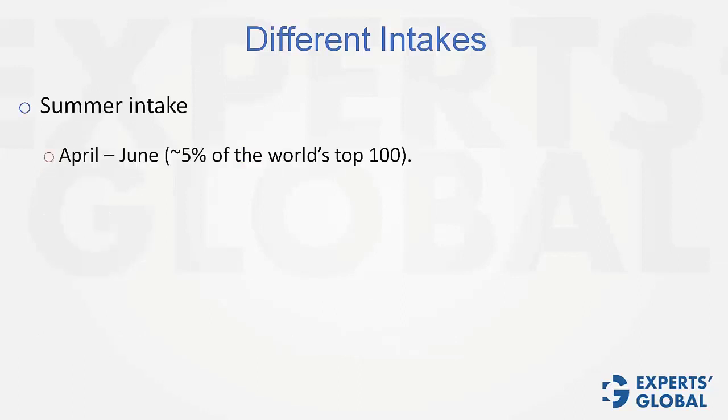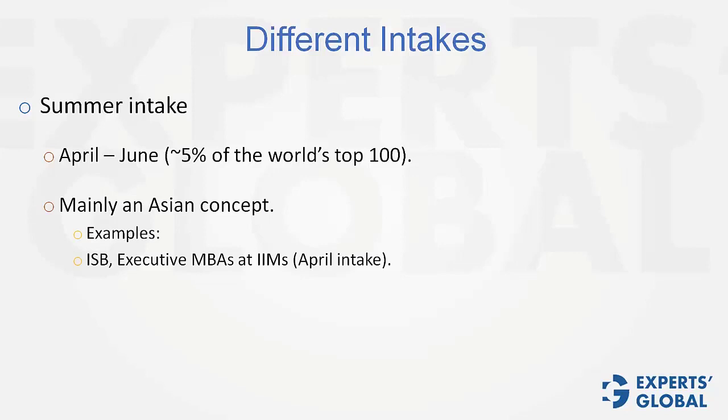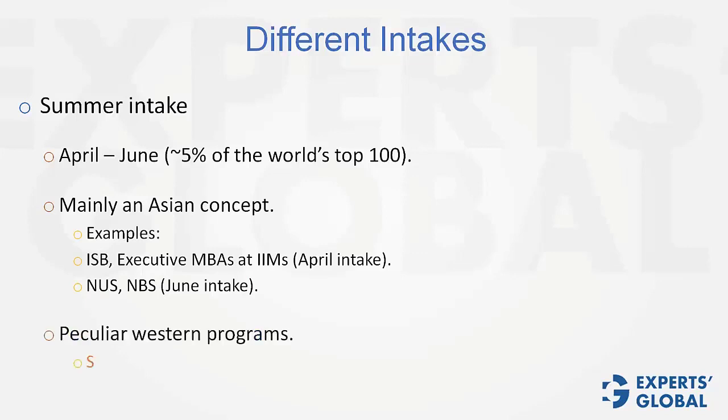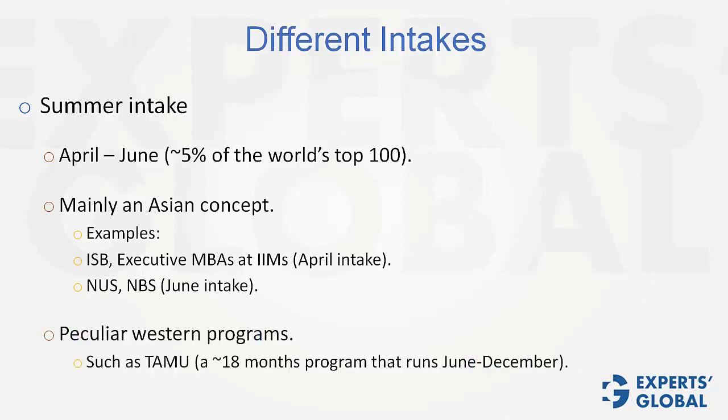Summer intake, the program starts between April and June. Roughly 5% of the world's top 100 MBA programs have a summer intake. This is mainly an Asian concept. Examples: ISB, Executive MBAs by IIMs. They have an April intake. And the Singaporean programs, NUS, Nanyang. They have a June intake. And some peculiar Western programs, such as the program by Texas A&M University, have a summer intake.